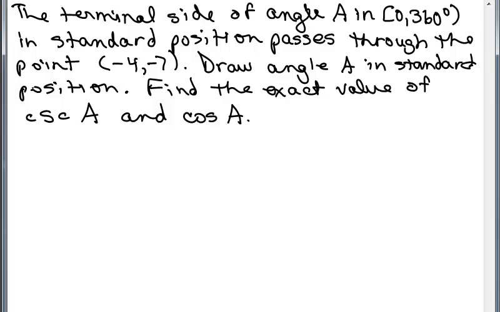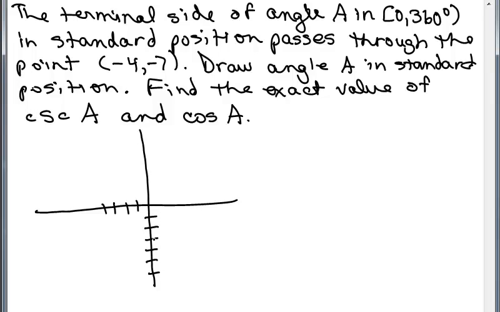All right, first of all, we know this is a positive angle because it's in between 0 and 360 degrees, and it passes through the point (-4, -7). So what we could do is plot that point. So let's see, -4, -7. 4, 5, 6, 7. So let's say that's -7 and that's -4.